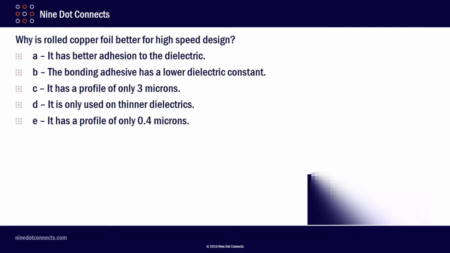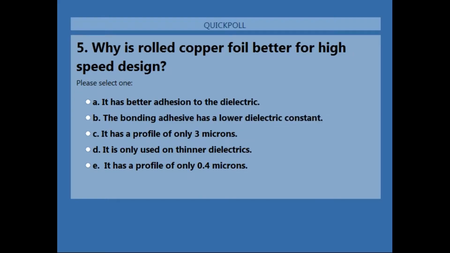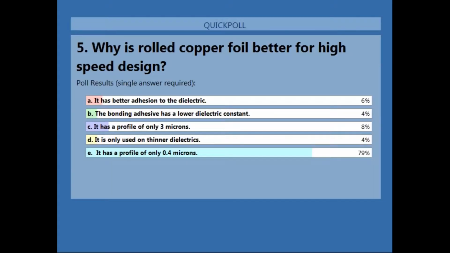So a question here: why is rolled copper foil better for high-speed design? Awesome. There are a lot of people out there listening to me. So the answer is E, because it has such a low profile.